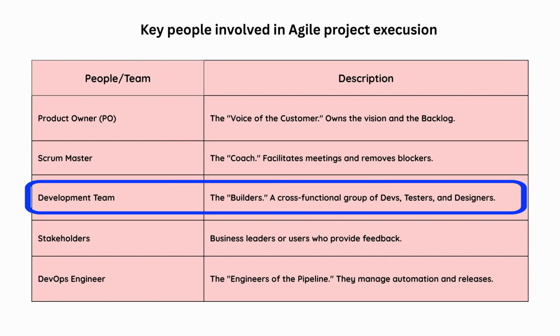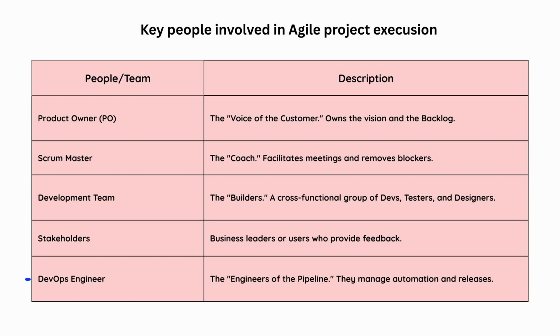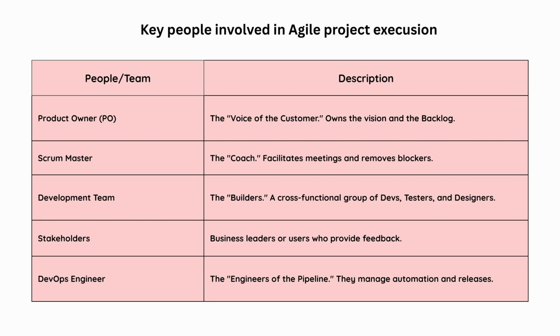The development team are the builders, a mix of developers, testers, and designers who turn ideas into working software. Stakeholders are the business leaders and users who provide feedback and shape direction. Finally, the DevOps engineer keeps the pipeline running, automating processes and ensuring smooth releases. Together, they form the cast that brings the product to life, with the backlog as their shared roadmap, and the Scrum Master ensuring no obstacle slows them down.